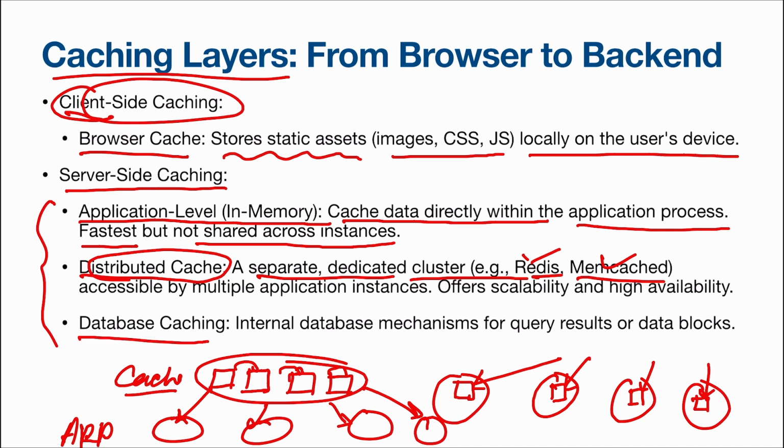And then finally, let's talk about database caching. These are internal database mechanisms for query results or data blocks. Almost every modern database supports it, for example MongoDB, where the frequently queried items are cached in the database itself.